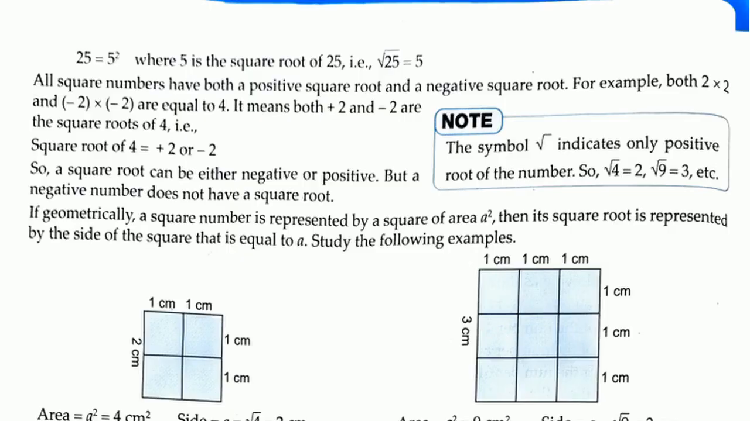Finding a square root is the inverse operation, the process of working backward to find the original base number. We use the radical symbol to indicate this. Since 5 squared is 25, the square root of 25 is exactly 5.